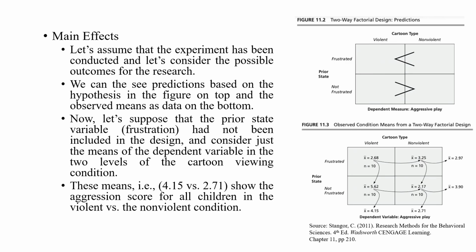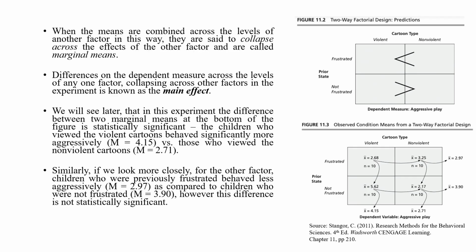These means are showing the dependent variable measure that we have, which is the aggression score. Now, when the means are combined across the levels of another factor in this way, they are said to collapse across, or basically control for, a given factor.